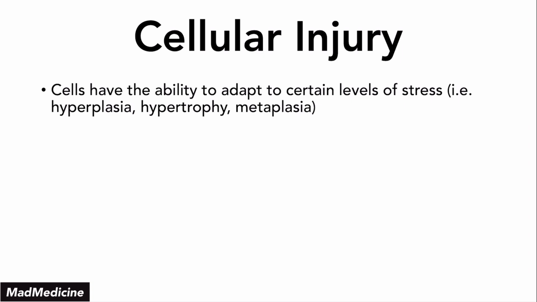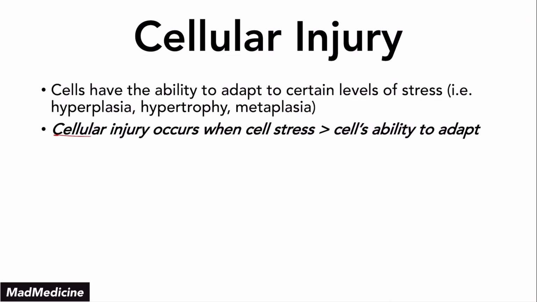But after a certain point, our cells cannot handle stress, okay? They have a threshold. And when you exceed the cell's ability to adapt to this level of stress that they're being put under, when you exceed that threshold, you are going to get cellular injury. So cellular injury occurs when the cell's stress is greater than the cell's ability to adapt and handle that stress.